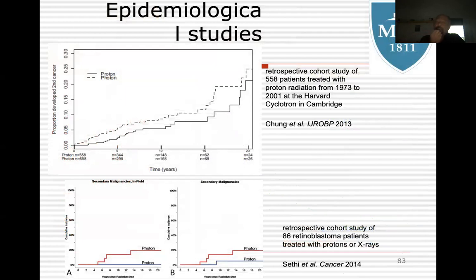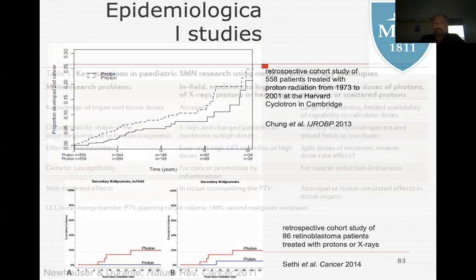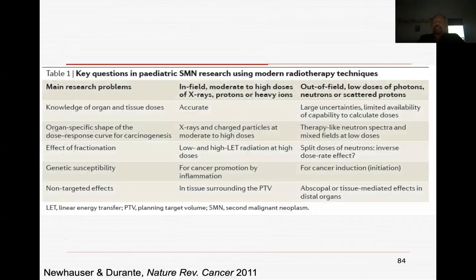And in fact, from the epidemiological point of view, these are data from the United States with protons, showing that in general, you have a lower risk of second cancer in patients treated with protons compared to the patients treated with X-ray photons. There are still a lot of open questions of research in this field.